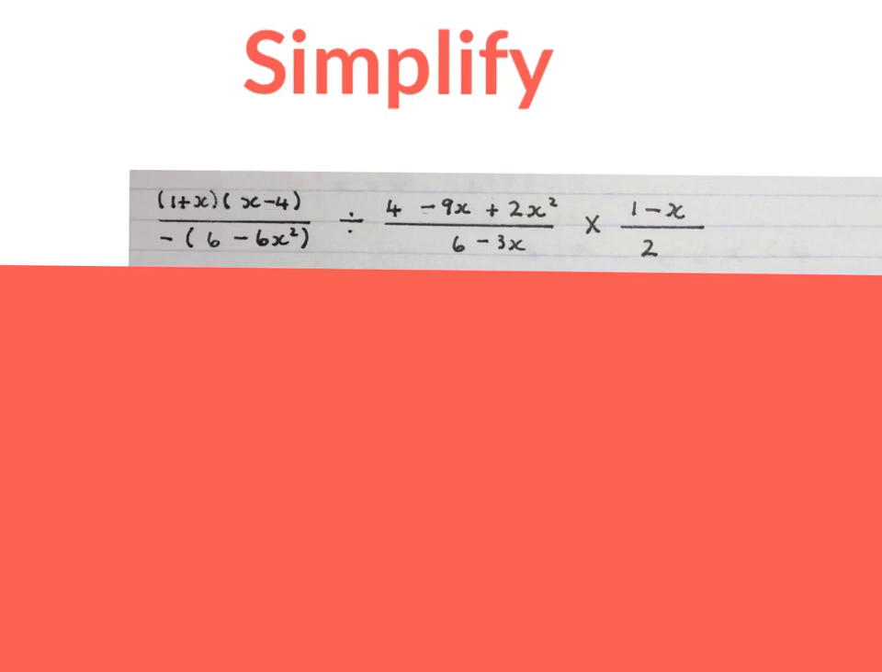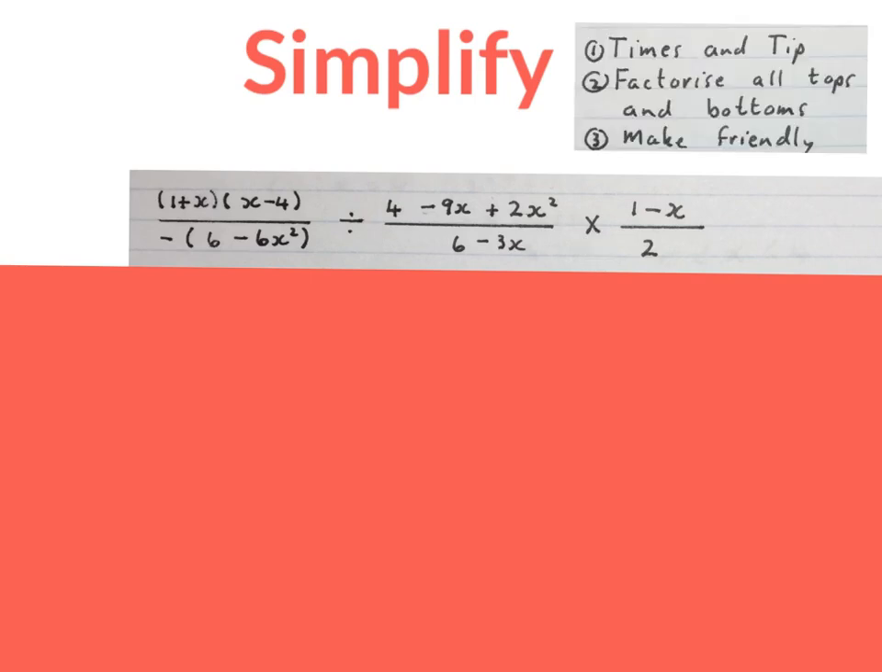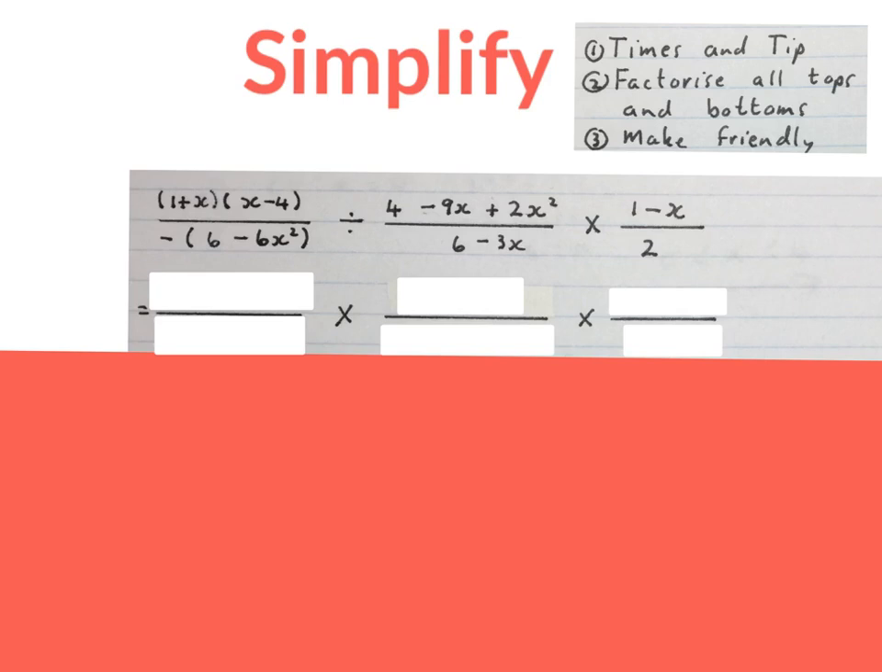We have three fractions with a divide and times. We will times and tip. We will factorize all tops and bottoms, and we make the brackets friendly. Like I said, there are 6 places here again, 3 tops and 3 bottoms.